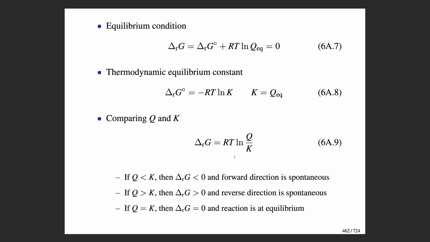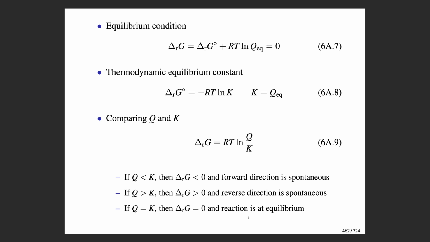If, on the other hand, Q is smaller than K, so we have a fraction here, the natural log of a fraction is negative. In that case, delta G is going to be less than 0, which is when the forward direction is spontaneous. And then for the third case, the equilibrium conditions, if Q equals K, the natural log of 1 gives you 0, so delta G is 0 at equilibrium.